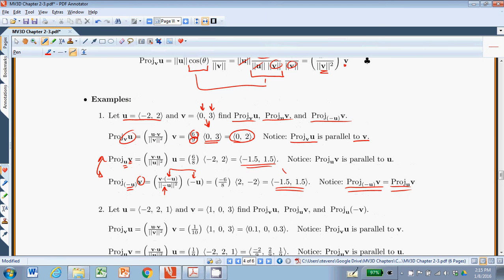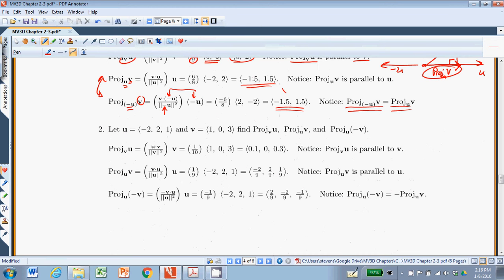And that should make sense. If this is v and this is u, this would be the projection of v onto u. But then if instead of u I take negative u, the projection of v onto negative u, you still drop that 90 degree, and you wind up with the same thing. So these are not just algebraic properties to be memorized. There's a geometric interpretation involved as well.